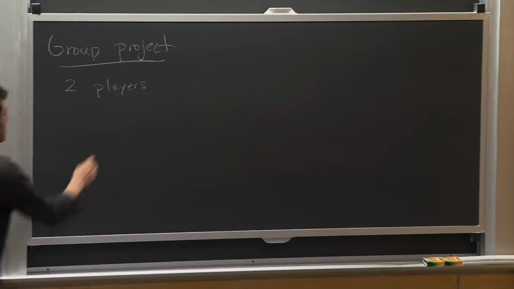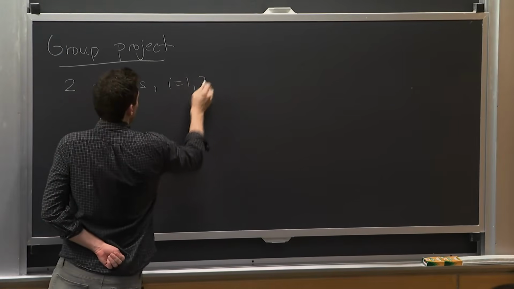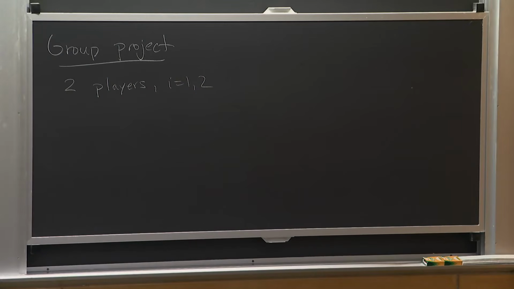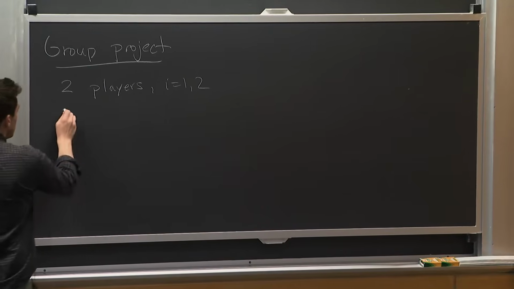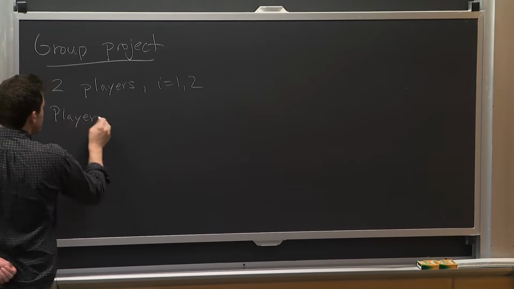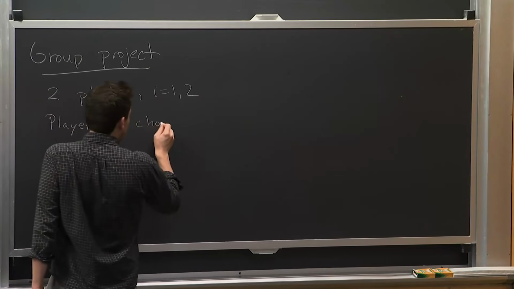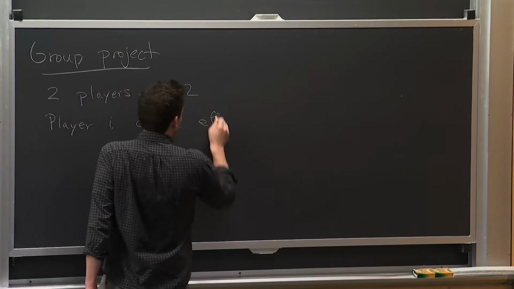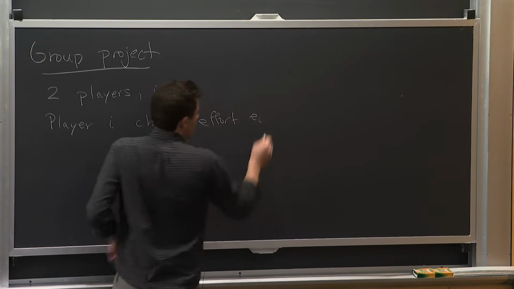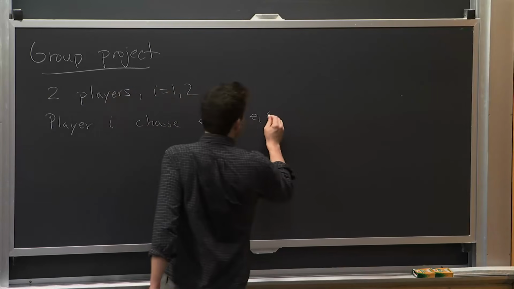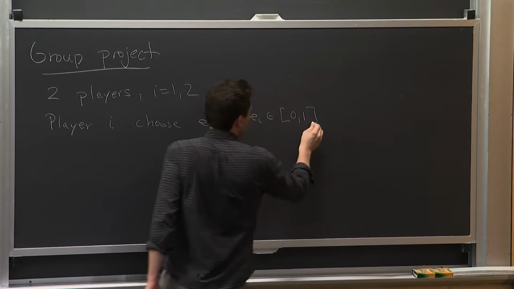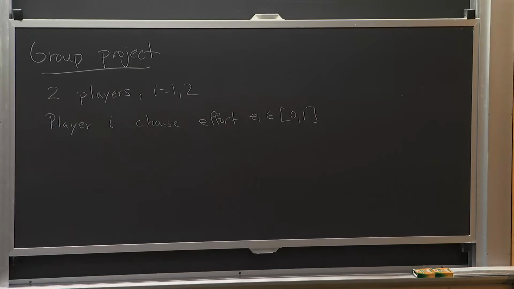And I'll call them i equals 1 and i equals 2. Each player i is going to choose effort on the project, effort e_i. They're player i, they choose effort e_i. And let's say that's a number between 0 and 1. So 0 is they don't work at all. 1 is they work as hard as they possibly can.